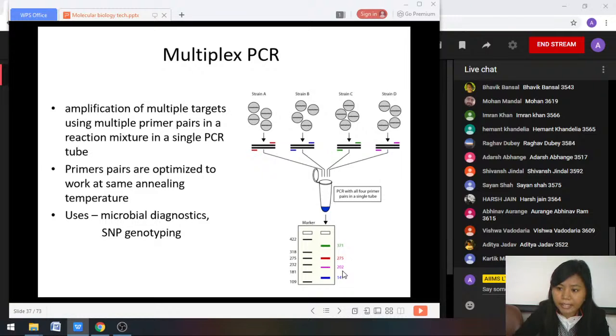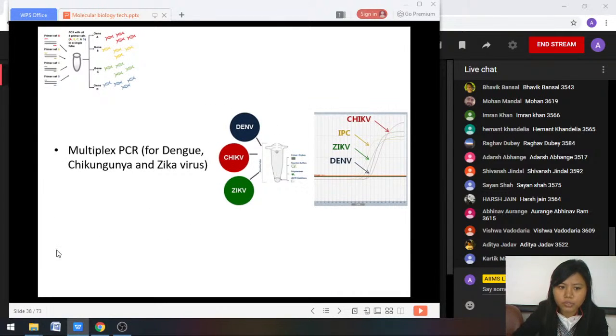There are again several advantages and disadvantages of this methodology because it compromises slightly on sensitivity, but its usefulness is much more, right? While you are standardizing the assay, you need to be very careful that the primers do not self-bind or bind to each other, right? So the standardization is quite unique in multiplex PCR. For example, our lab used to do a multiplex PCR for dengue, chikungunya and Zika virus in a single tube, right?